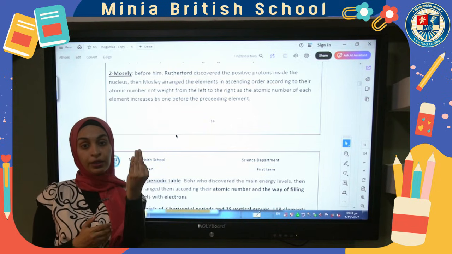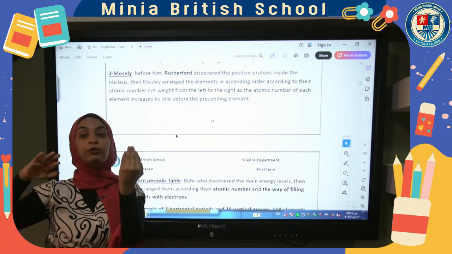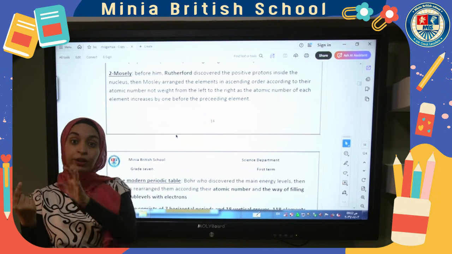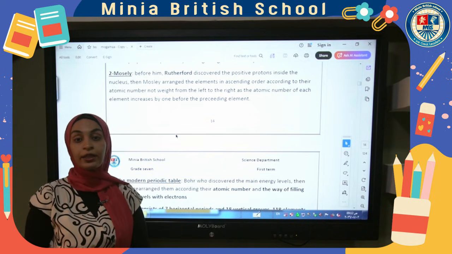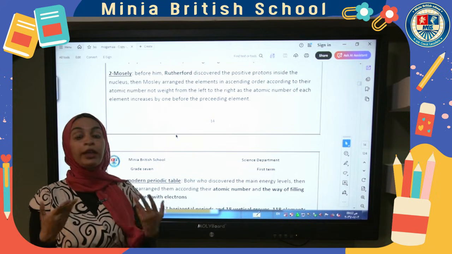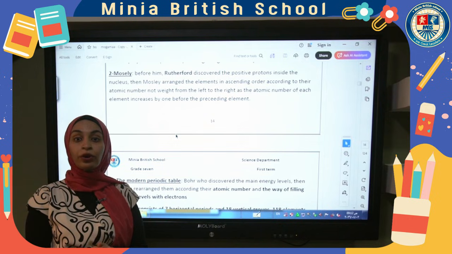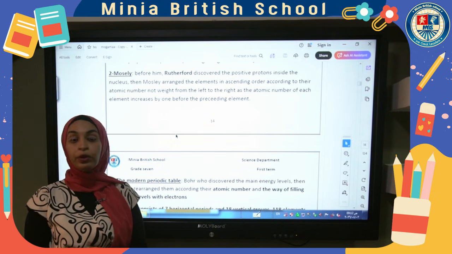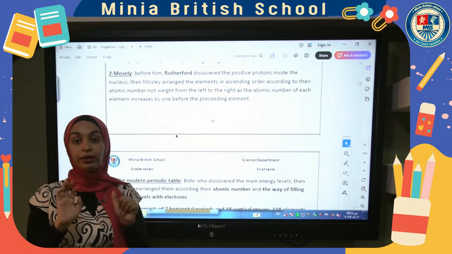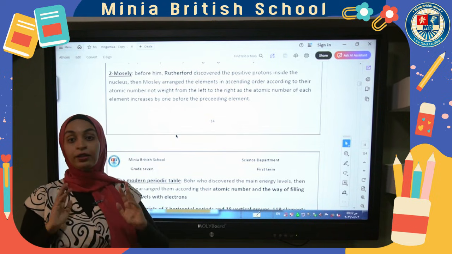So if I have lithium 3, after lithium we have beryllium 4, we have boron 5, we have carbon 6, and so on. So each element, its atomic number increases by 1 from the element that precedes it in his table. Also, Moseley added the 0 group or 18 group or inert gases or inactive gases. All these names are the names for the 0 group, which contains 6 inert gases, and you have to keep the names of these elements: helium, neon, argon, krypton, xenon, and radon.